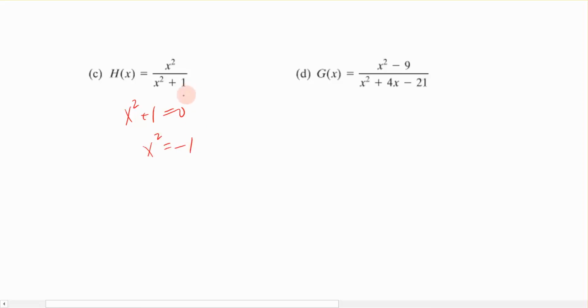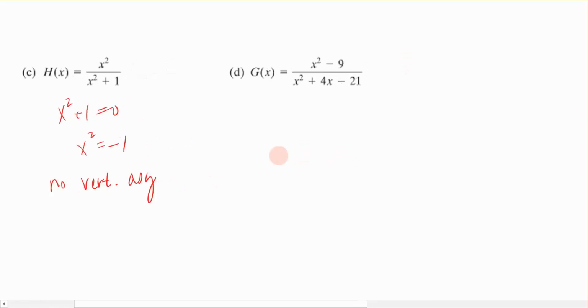But if you stop and notice, I cannot take the square root of negative 1. So what this says is that there are no vertical asymptotes. And that's okay. That can occur. We don't have to have vertical asymptotes for every single rational function we encounter. So that's an option.